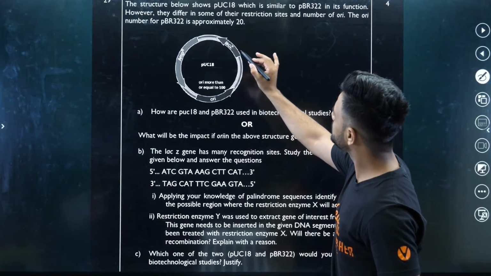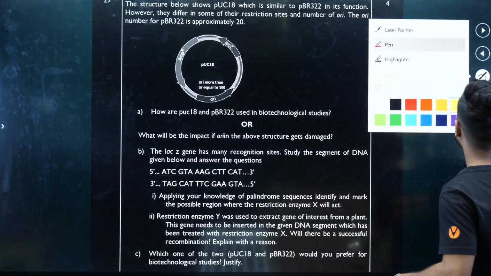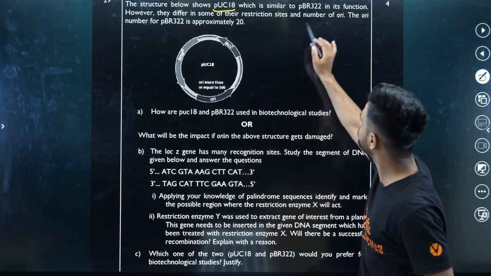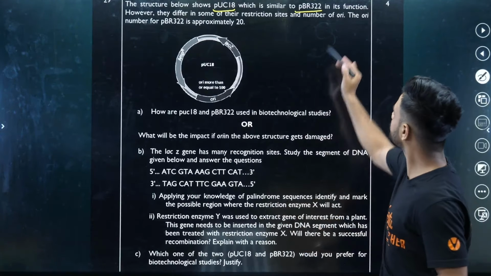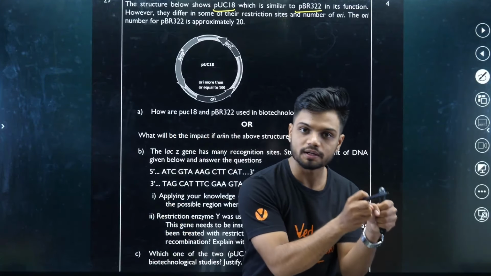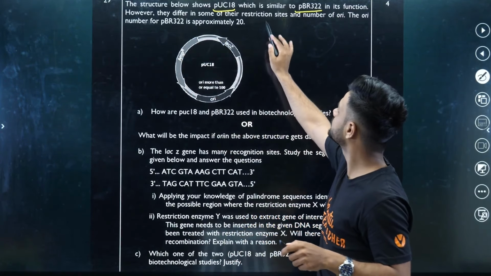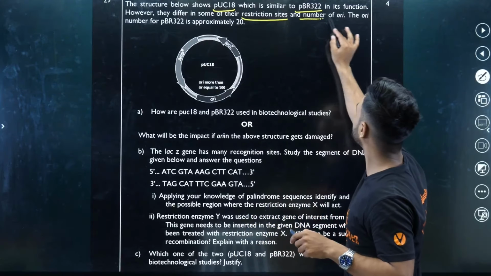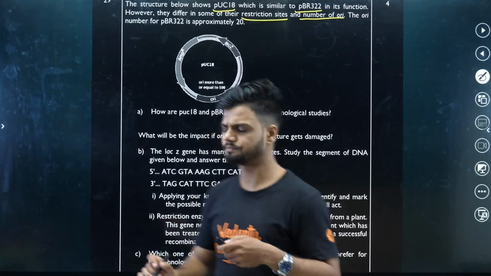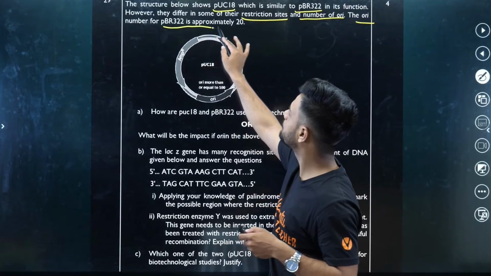The structure below shows pUC18, which is similar to pBR322. pUC18 is also a plasmid vector, similar to your pBR322. Its function is the same, that is transporting the gene of interest into the host. However, they differ in some of their restriction sites and number of ori. Ori site is nothing but, the more ori sites, the more copy number.